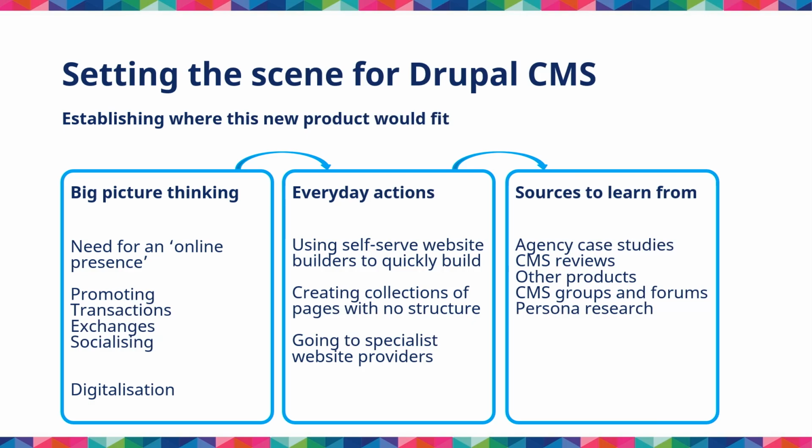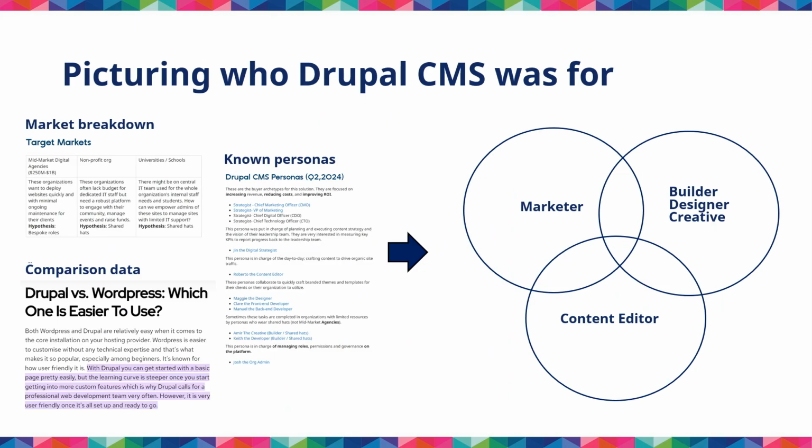Thinking in that way led us to think, okay, where can we learn more about the context? So agency case studies, as we talked about, CMS reviews, other products, looking at persona research, understanding those needs. And this led us to think who CMS was for. So the market breakdown, also comparison data, we've already mentioned WordPress. There are other website builders out there that people could opt to use.